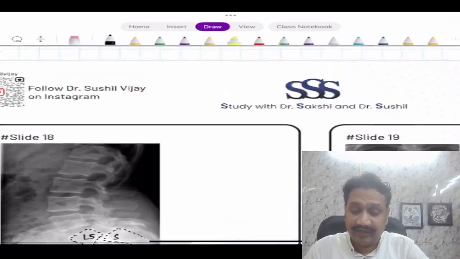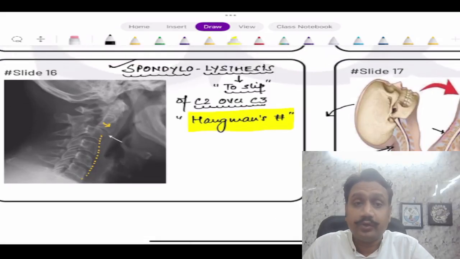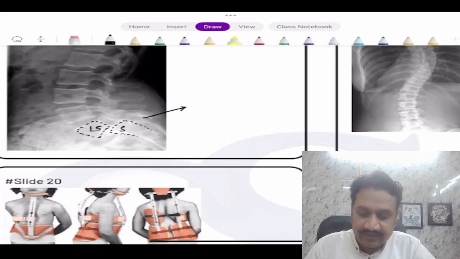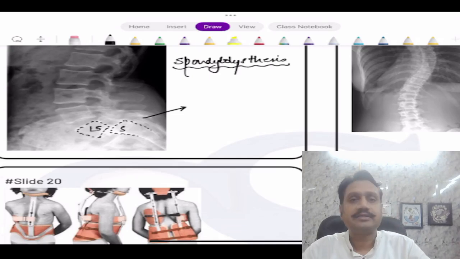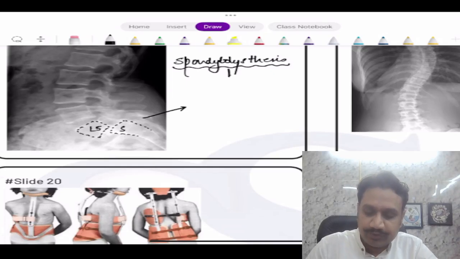What did we call that situation? When one vertebra slips over another vertebra, what do you call that? Spondylolisthesis, right? This typical presentation of L5 slipping over S1 is called spondylolisthesis. One vertebral body slipping over another is listhesis, and it is very common at the L4 L5 area, L5 S1 area.